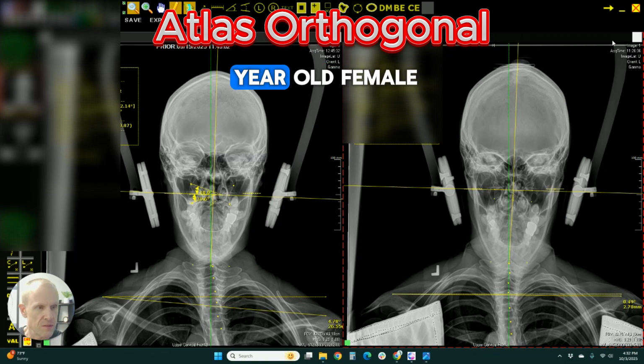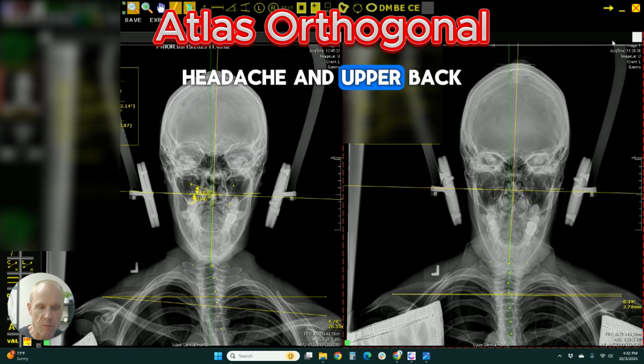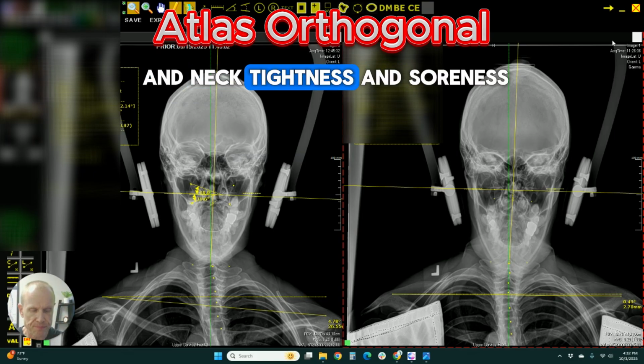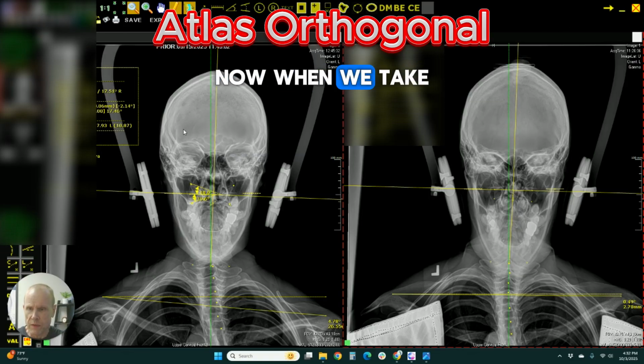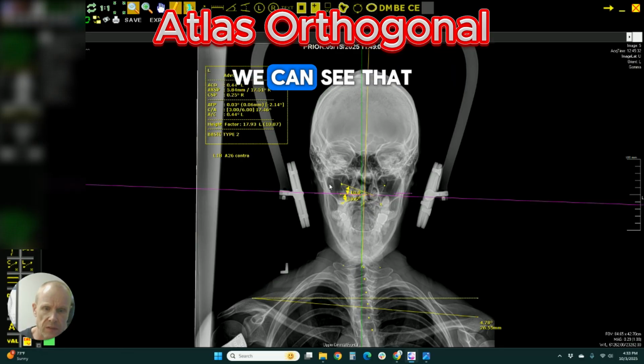This is a 36-year-old female. She presented to my office with a chief complaint of migraine headache and upper back and neck tightness and soreness. Now, when we take a look at this, let me just bring up the pre. So this is her prefrontal right here. We can see that this is a left contra atlas.